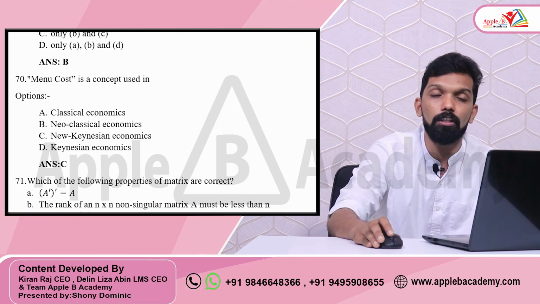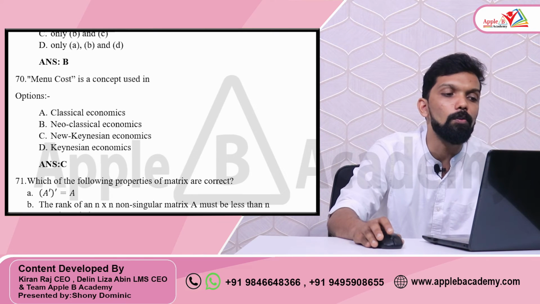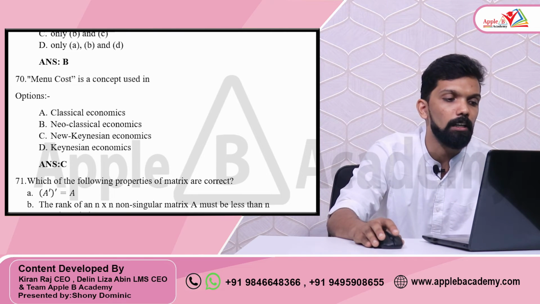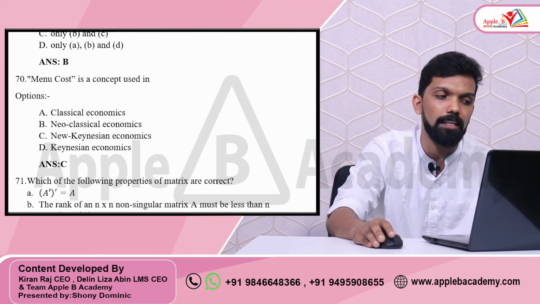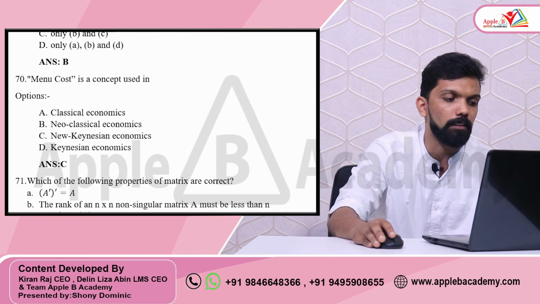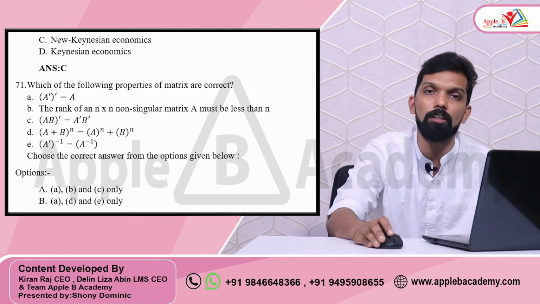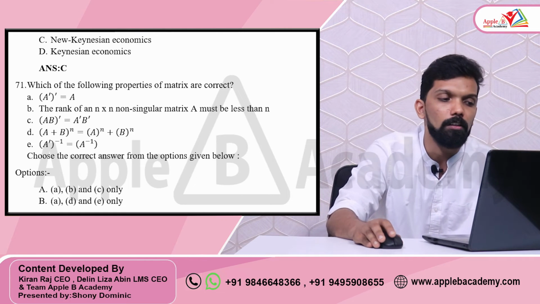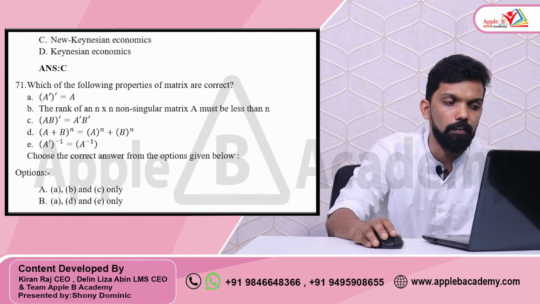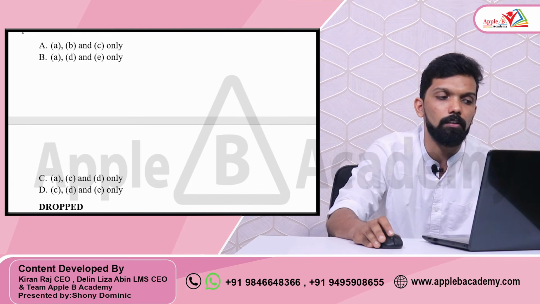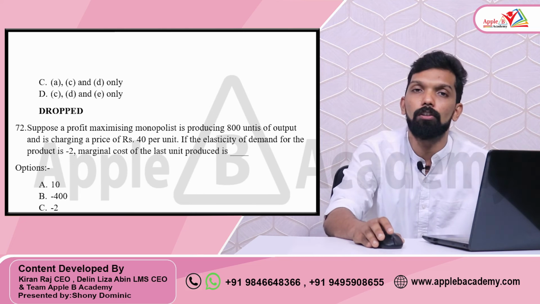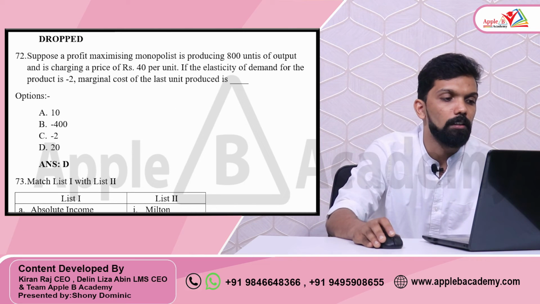So question number 70, menu cost is the concept used in classical economics, neoclassical economics, new Keynesian economics, Keynesian economics. So the right answer for this question is option C, new Keynesian economics. So question number 71 is also dropped. The marks are allocated to everyone. So we are not going to discuss it. We are moving to question number 72.